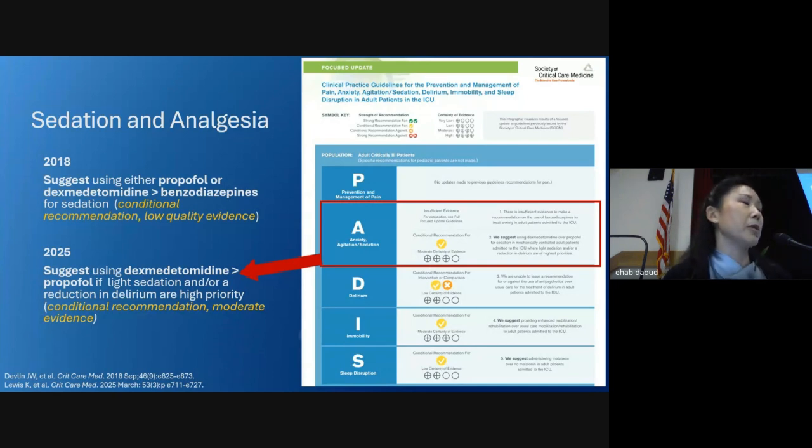Okay? And we still want to try to avoid benzodiazepines if at all possible as well.